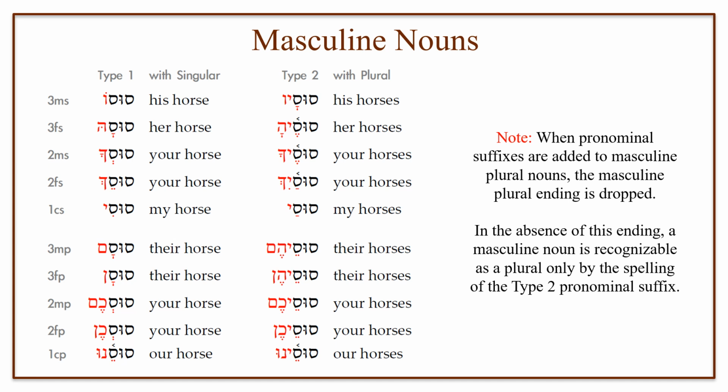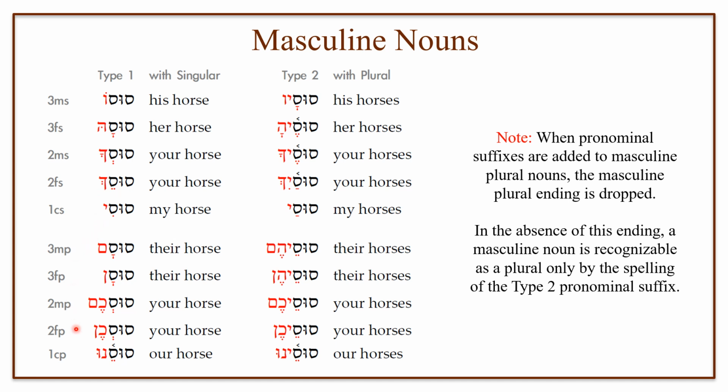Here we have the masculine nouns with the pronominal suffixes. On this side we've got the type 1 suffixes all the way up and down through here. On this side we have the type 2. Because it's type 1, you know it's a singular noun, so there's one horse, and up here are the singular pronominal suffixes, so there's one owner. So that's true for all of these. His horse, one man, one horse. Her horse, one woman, one horse. You, in this case, is a singular you, so it's your horse, one person, one horse. So that's true for all of these.